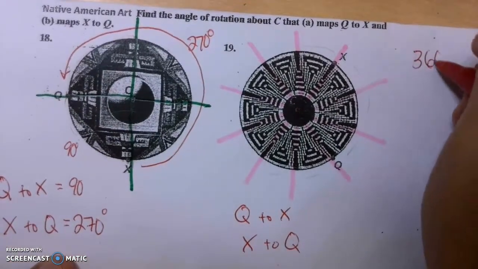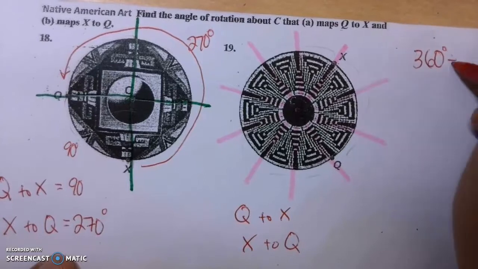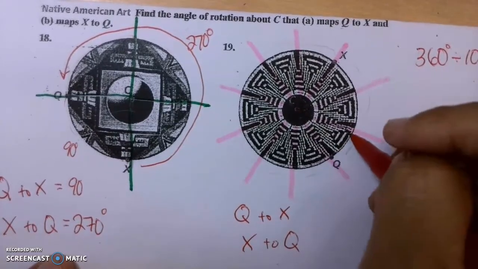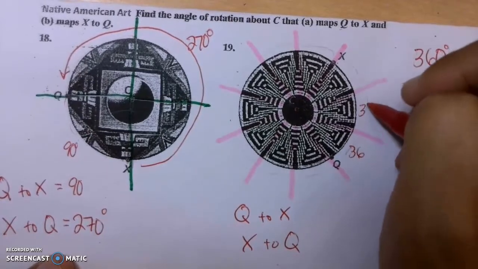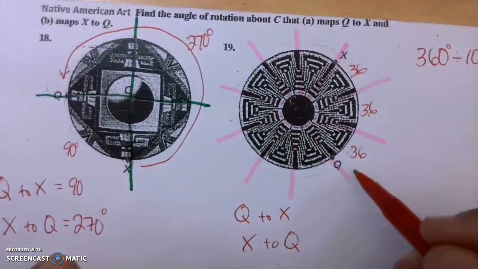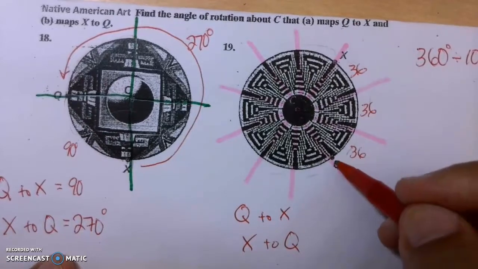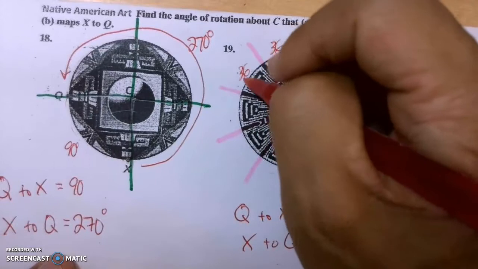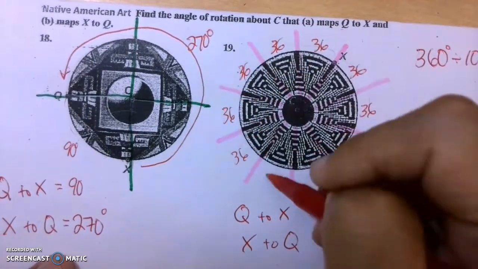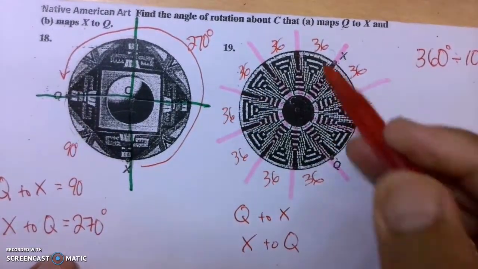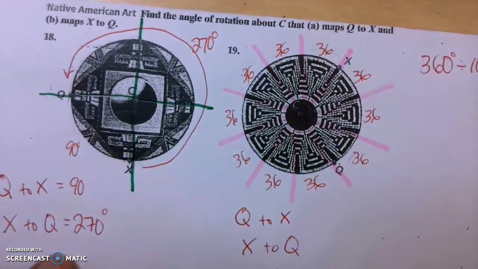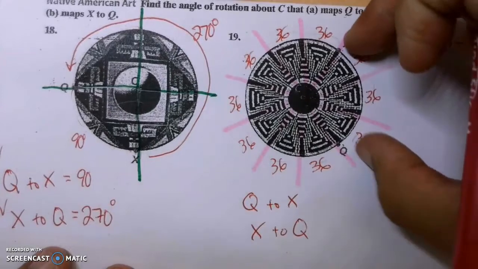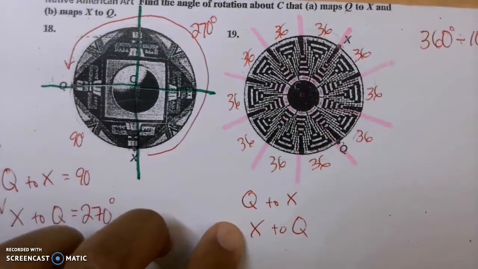Well, it's 360 degrees to make a complete circle. Divided by 10, it's 36 degrees. So each one of these, from here to here, is 36 degrees, 36 degrees, 36 degrees. So you can obviously figure out how far it is from Q to X, and then from X to Q, by using 36. Again, we broke it down by looking at the diagram and seeing the pattern. So go ahead and go 36 times however many there are for the Q to X and X to Q.